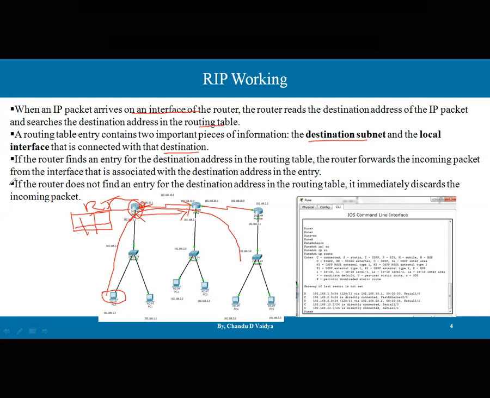So this is the beauty of any routing algorithm, guys. If they don't have any entry in their routing table, they don't accept the packet, they generally discard it. What happens? Let's say here there are two snapshots given.